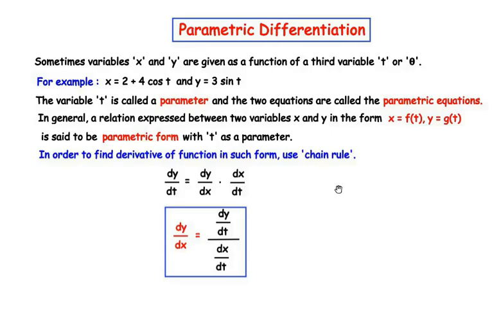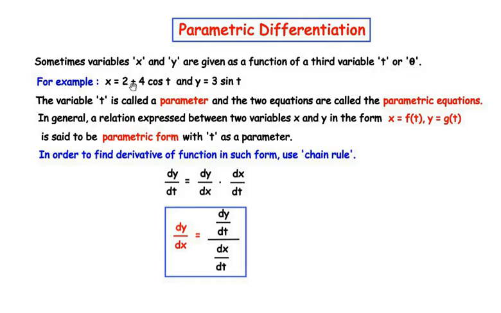In this video, we are going to learn about parametric differentiation, parameters, parametric equations, and parametric form. So let us first understand what parameters are. Sometimes variables x and y are given as a function of a third variable t or theta. So sometimes the variables x and y can be expressed in terms of a third variable. Usually in parametric differentiation, we use the variable t or theta.